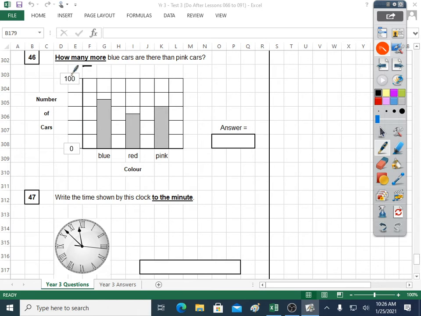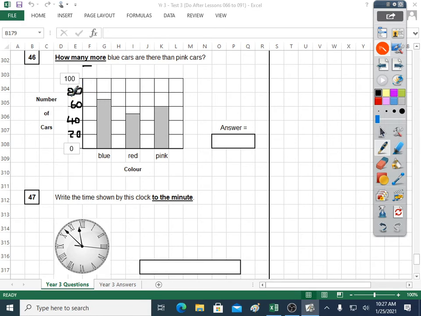So the numbers are not written on the bar chart. So let's see if it's 10. 0, 10, 20, 30, 40, 50. Oh, it's not 10s. Maybe it's 20s. 0, 20, 40, 60, 80, 100. Oh, it is. That's how I find what goes up the side with the numbers. Just trial and error. Often it's 10s, but obviously not always. This time it was 20s.